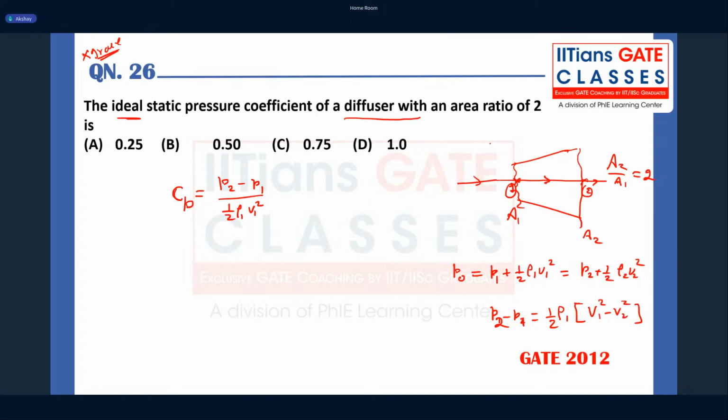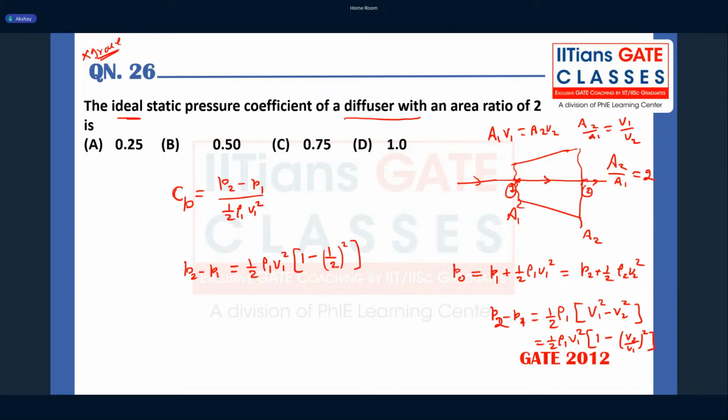And from the basic idea, the mass flow rate is constant, continuity. So that gives you A1 V1 should be equal to A2 V2 for a constant density, right? So that means I can write A2 by A1 is equal to V1 by V2. If I take V1 common here, that becomes half rho 1 V1 square times 1 minus V2 by V1 whole square. Now V2 by V1, I can write it as A1 by A2. So P2 minus P1 is half rho 1 V1 square times 1 minus 1 over 2 square. That is 1 minus 1 over 4, that is nothing but 3 by 4.